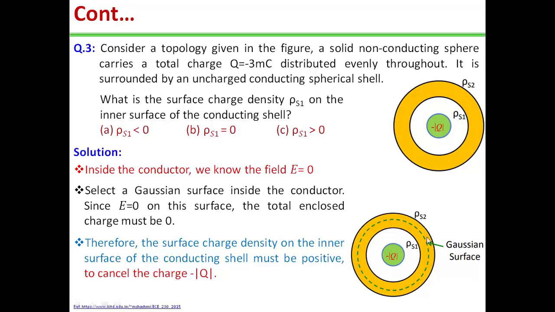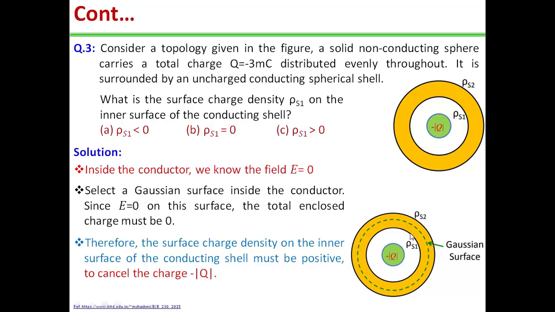But over the conducting shell, we know that the electric field is zero. The question is: what amount of charge must be distributed over the inner surface of the spherical shell so that the total electric field will be zero? So now, with the green circle, what is enclosed? The minus Q and rho S1 are enclosed. So the question is what is the value of rho S1?